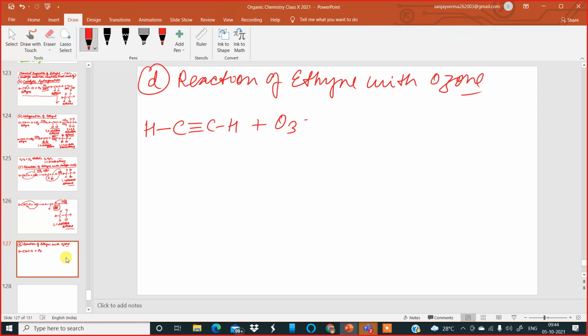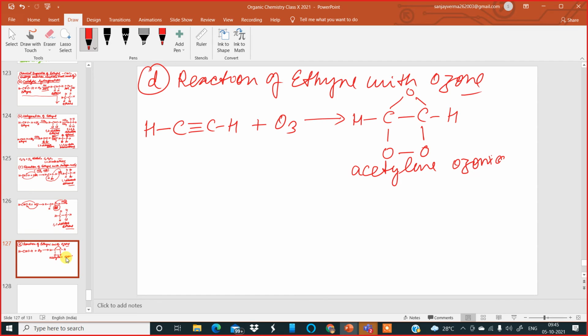Now the product formed is an ozonide. The triple bond breaks into a single bond like this: HC single bond CH, with one oxygen here and one oxygen on the top, like this. It's an ozonide. This is called acetylene ozonide.